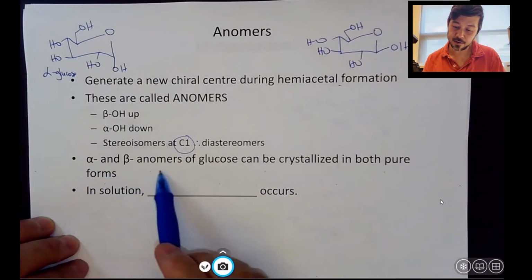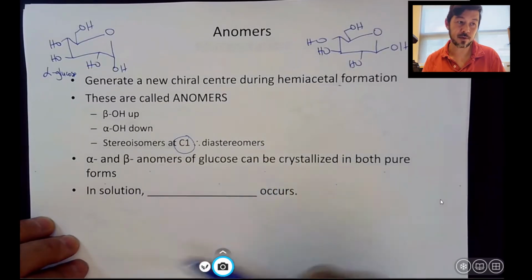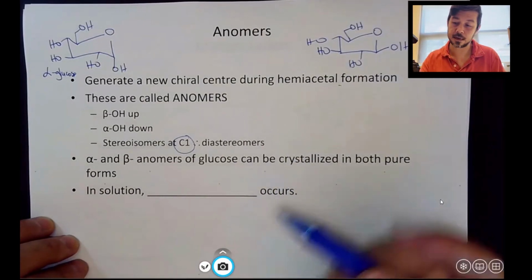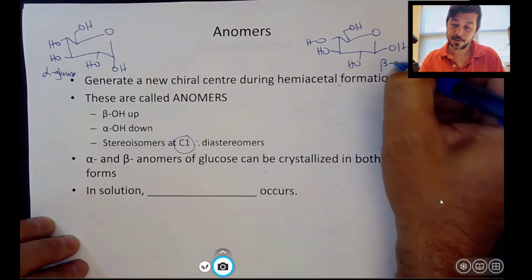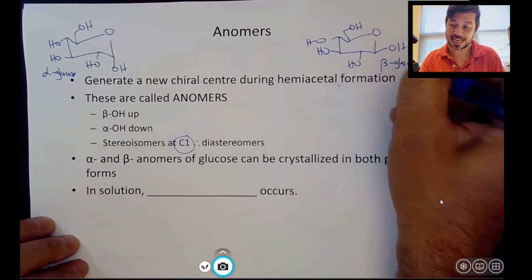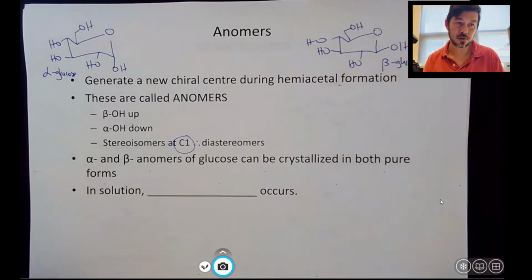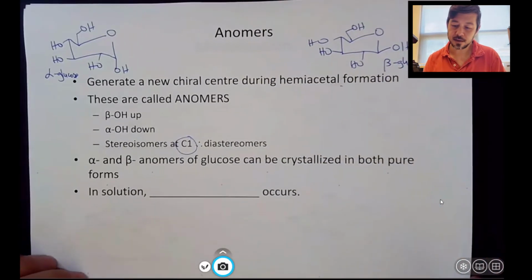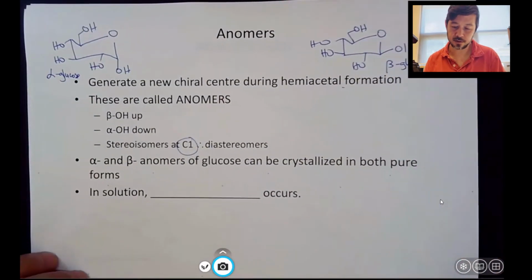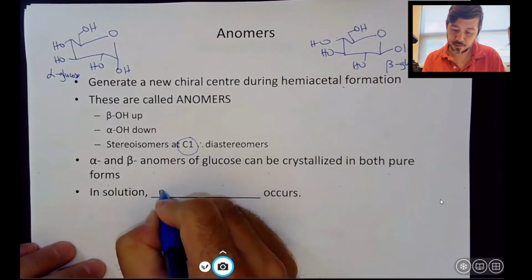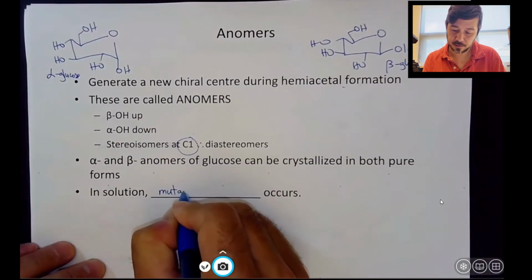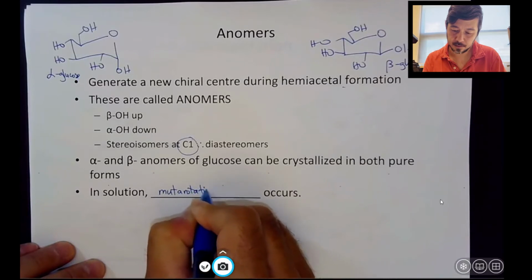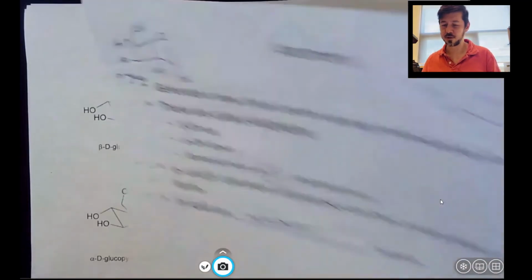Alpha and beta anomers of glucose can be crystallized in both pure forms. So you can actually crystallize these out and have therefore separate containers of alpha glucose and beta glucose. However, if you take and crystallize these molecules and place them in water, you get something called mutarotation. Okay, so in solution, mutarotation occurs. Okay, so what is mutarotation?